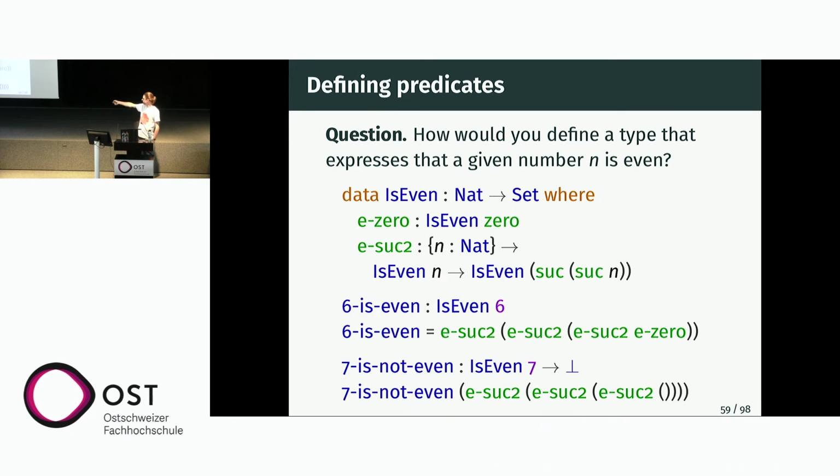And we can also prove that 7 is not an even number by pattern matching on this constructor a few times until we get to the absurd pattern. Okay. Good. So, just as a small sanity check to see that this is really something that is expressing evenness of the number n. Yes.